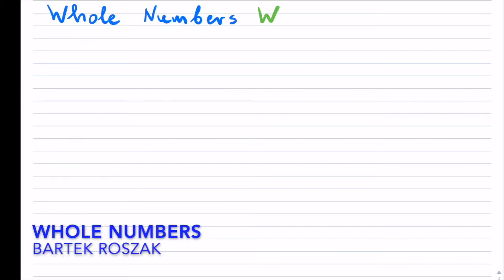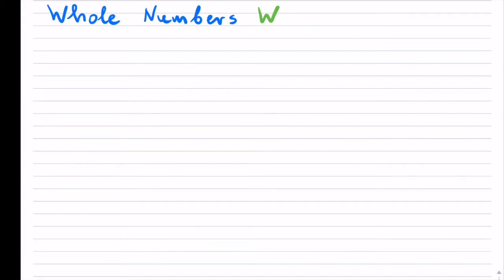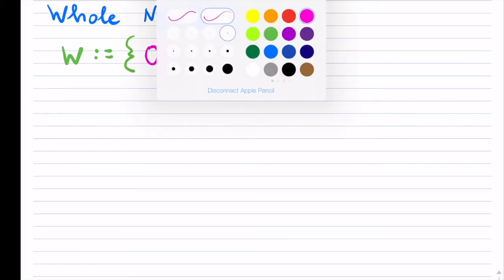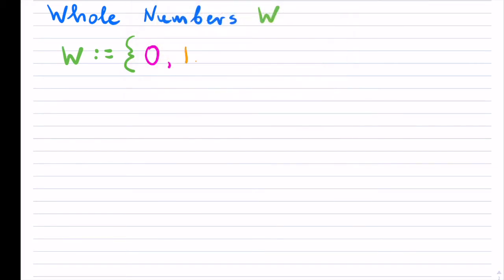Whole numbers. So whole numbers is a set that we define in the following way. We say that whole numbers, which is typically capital W, is defined as, and because it's a set, we use the braces as our brackets, and that is the set which includes the number 0, so nothing, and it includes all your counting numbers, 1, 2, 3, and goes on to infinity. That is the set of whole numbers.